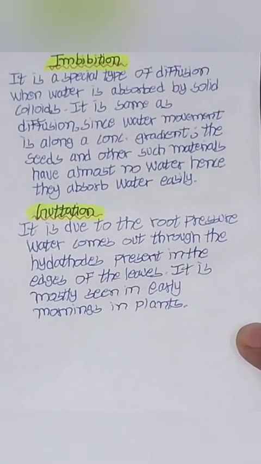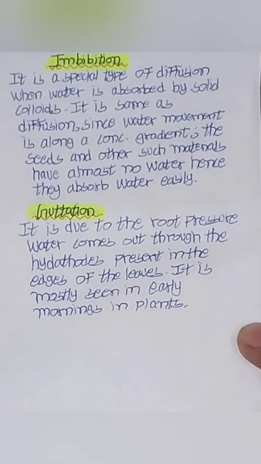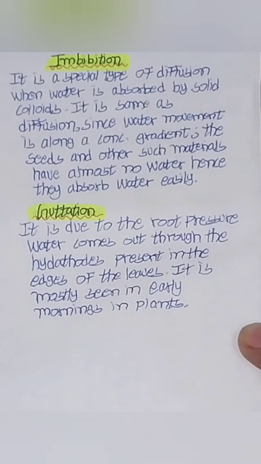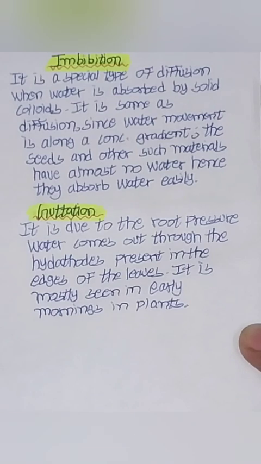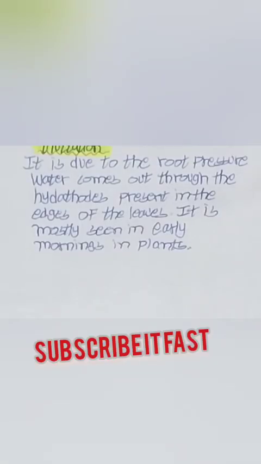So now the other type of transport we have is imbibition. It is a special type of diffusion. When water is absorbed by solid colloids, it is the same as diffusion since water movement is along a concentration gradient. Imbibition is somewhat the same as diffusion. If we see the seeds and other such materials, they have little water content, hence they absorb water easily. If we keep the seed near the water it will absorb the water due to this process called imbibition.